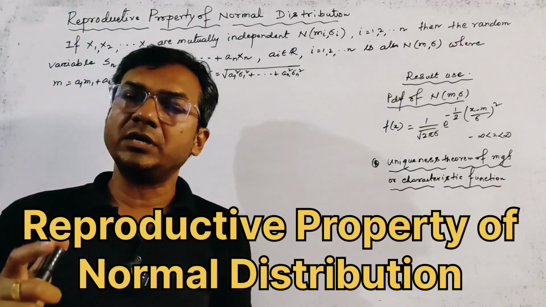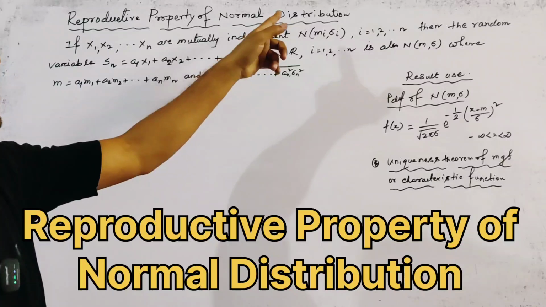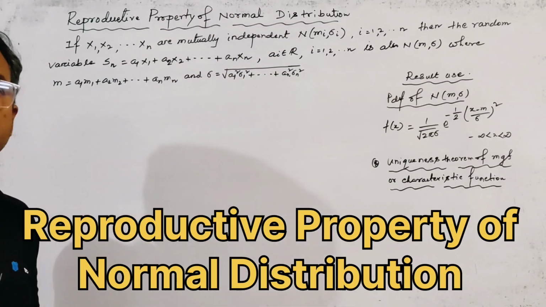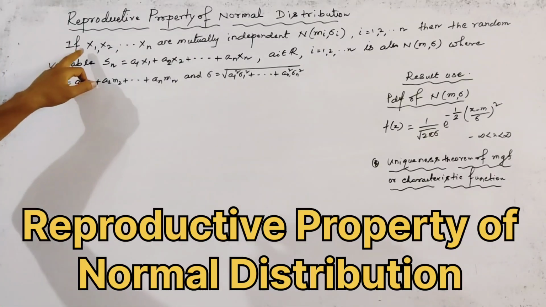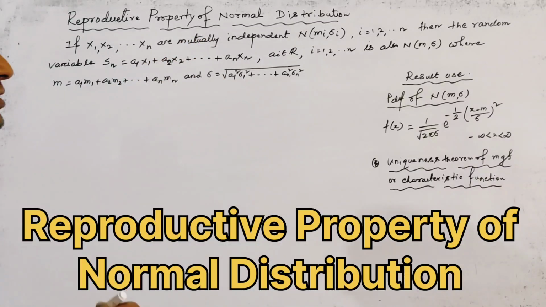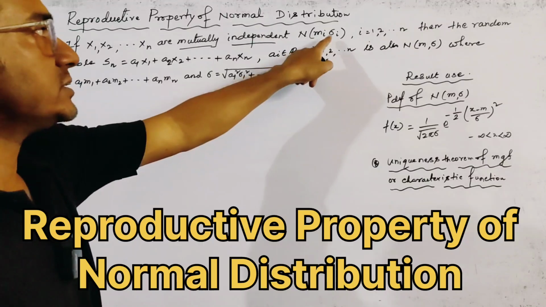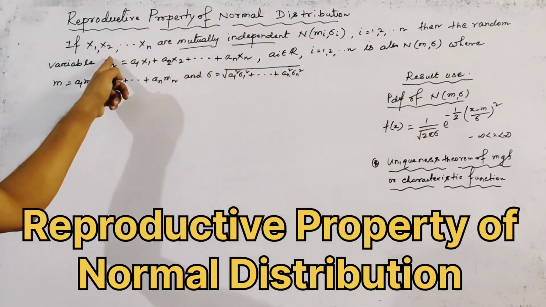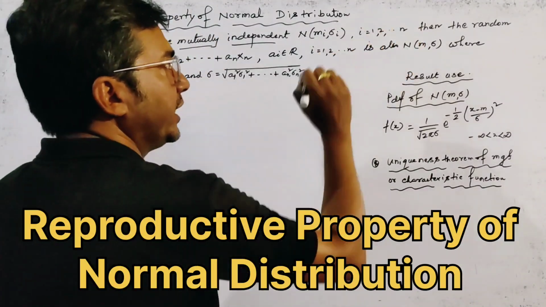Here we discuss the reproductive property of the normal distribution. First, what is the reproductive property of the normal distribution? It says that if X1, X2 to Xn are mutually independent, this is a very important term, mutually independent normal(mi, sigma i), that is, X1 is normal(m1, sigma 1), X2 is normal(m2, sigma 2), and so on, for i equal to 1 to n.